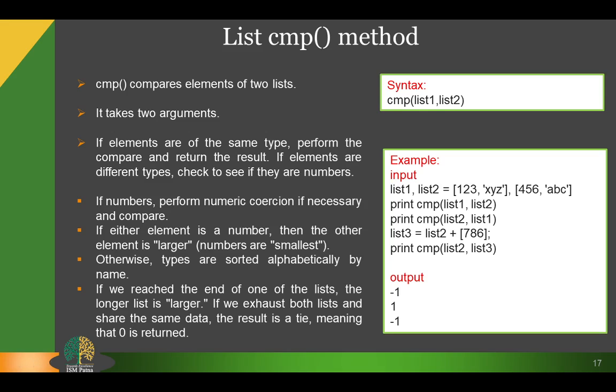Here you can see, in the example I have created two lists, list1 and list2, in which I have defined list1 as 1, 2, 3, 'XYZ' and list2 as 4, 5, 6, 'ABC'. And here I have printed cmp of list1 and list2. Both lists are different, so the output is -1.